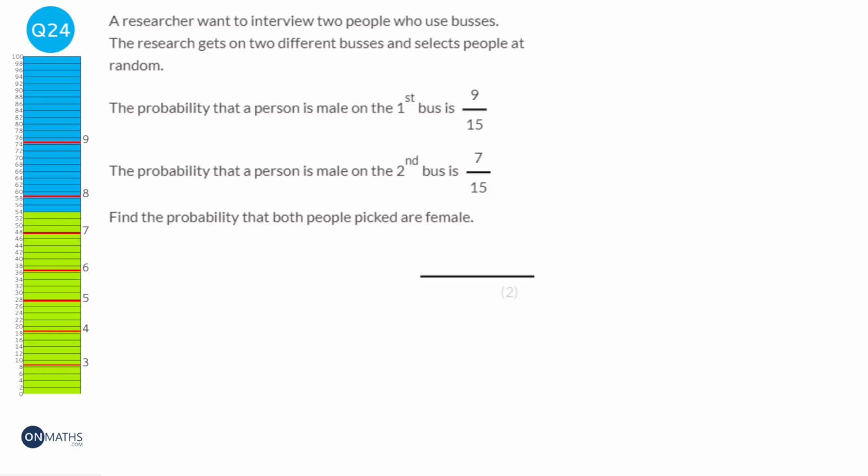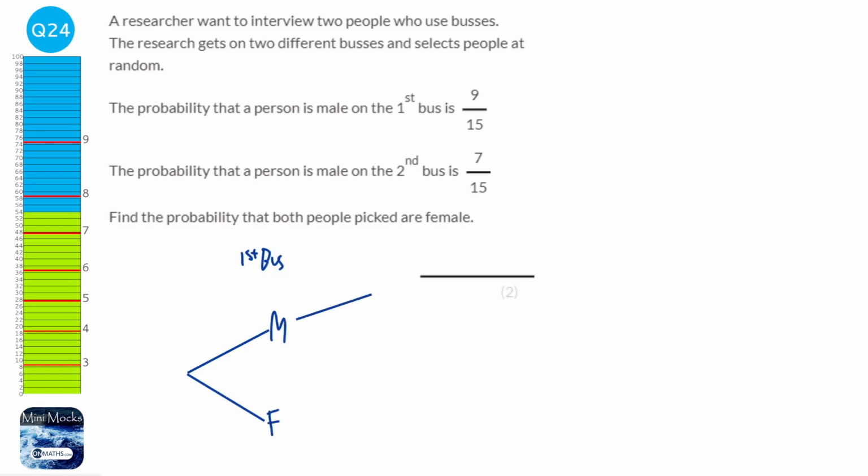There are a few different ways you could answer this question. I'm going to do it with a tree diagram, but you didn't need to draw a tree diagram to answer this question. So we've got our first tree, which is our first bus. And the choices are male and female. And we've got our second kind of branch, I suppose. And it's still male and female. And this is our second bus.